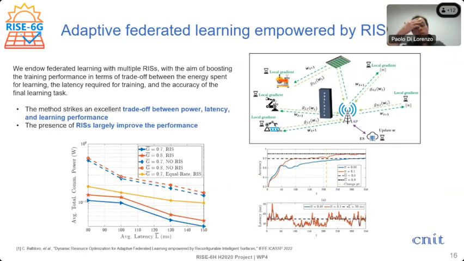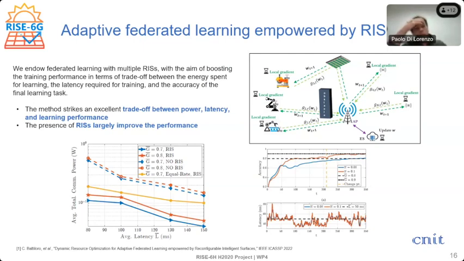Finally, we have also applied RIS in the context of federated learning, which is a particular case of goal-oriented communications, where the goal is actually to train a common machine learning model of interest, for instance, a neural network. And we have shown that also in this, let's say, goal-oriented scenario, the RIS can be highly beneficial in improving the trade-off between energy, latency, and accuracy of the goal-oriented communication system.